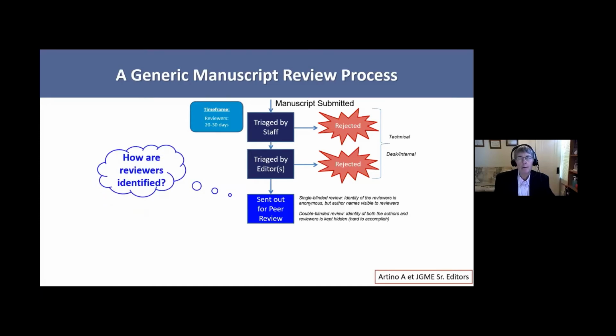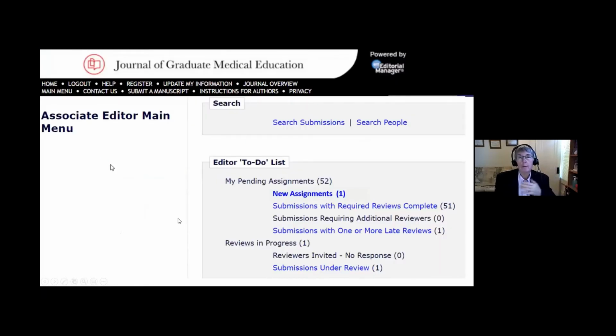But how are reviewers identified? If you've gotten a paper and sometimes you're like, how did I get this? I didn't even sign up. You were invited to review. So what happens, we're just looking at the editor back end of the software program that people use, various ones, but again, they all function pretty much the same. So this is for me.